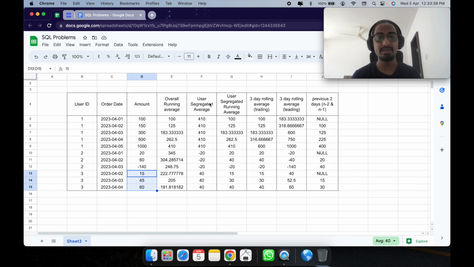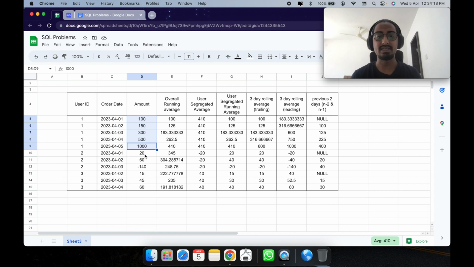Now if you combine these two, it's called the user segregated running average. This is essentially the average of the preceding rows and the current row. For user ID 1, it is 125, which is the average of these two. Then 262 is the average of these four, the given row and the preceding rows. And for 410, it is the average of all the rows. So this ends user ID 1.